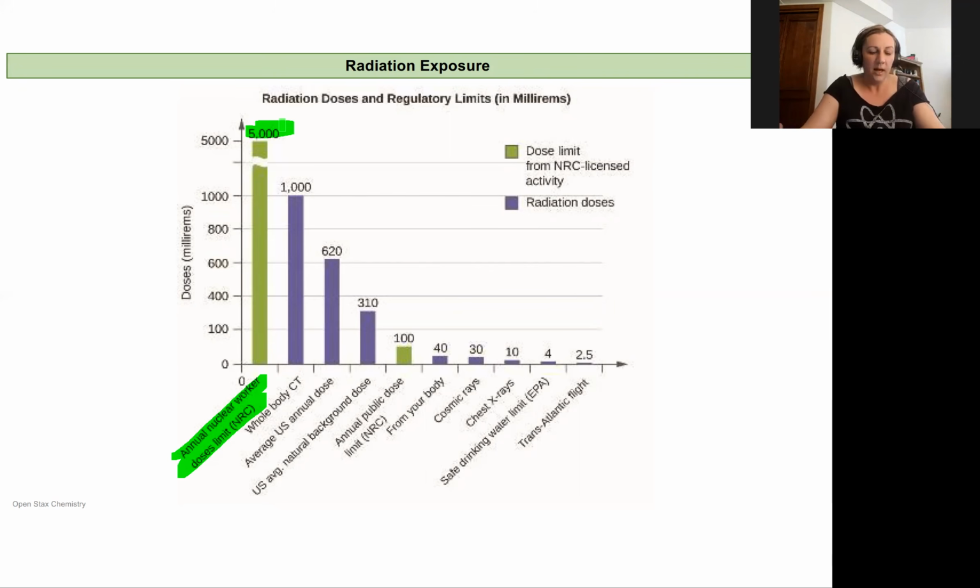And again, a lot of these high doses are going to come from things like CT scans or whole body CT scans, or even higher. So here's the average American dose at 620 right here. And if you have to get a whole body CT scan, that really increases your actual exposure over time. But in the grand scheme of things, it's nothing like working at a nuclear reactor. So there's that. I'll point out transatlantic flight down at 2.5.